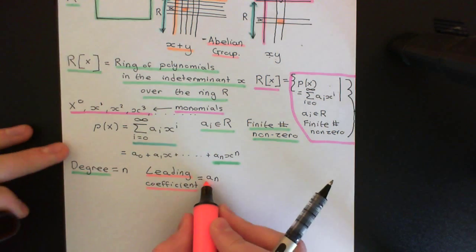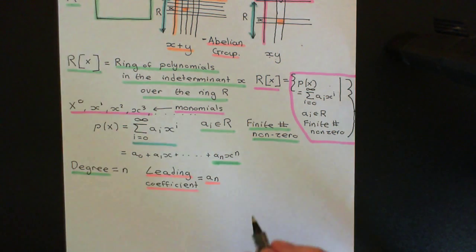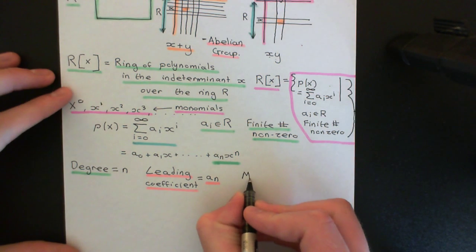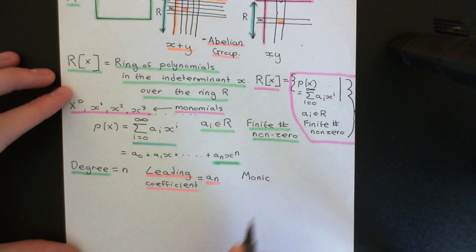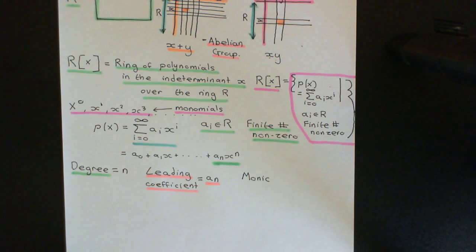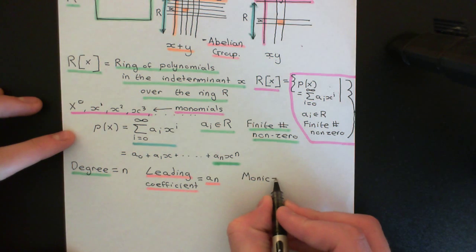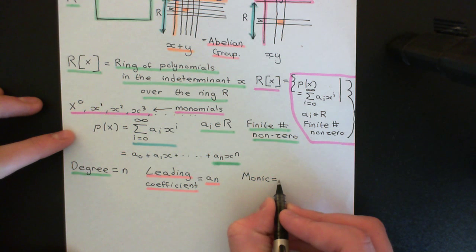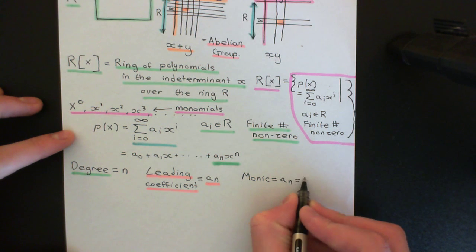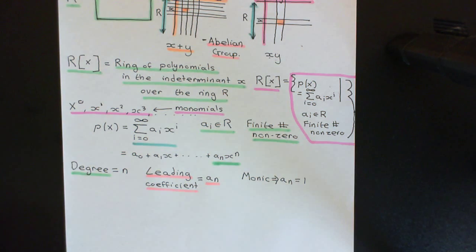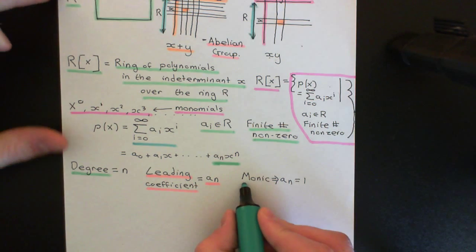Okay, and then one final definition which we will see a lot in upcoming videos is the concept of a monic polynomial. A monic polynomial is one where the leading coefficient, the last non-zero coefficient in the polynomial, is equal to the additive identity. So for a monic polynomial, the leading coefficient a_n will equal 1. Okay, so that's the definition of a monic polynomial.